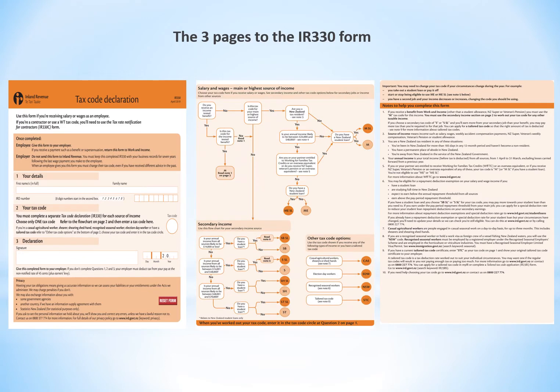These are the 3 pages for the IR330 form. Page 2 has the flowchart which shows you which tax code you need to use, with some reference notes you may need to read on page 3. Once you have gone through page 2, go back to page 1, fill it in, sign it and hand it to your employer. Once this form has been given to your employer, the tax code selected will be the one your employer will use, as it is your total responsibility and no one else's to get this correct.